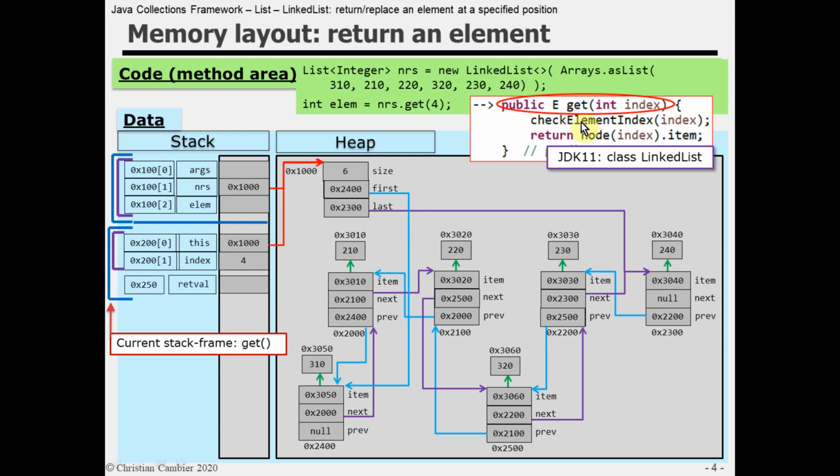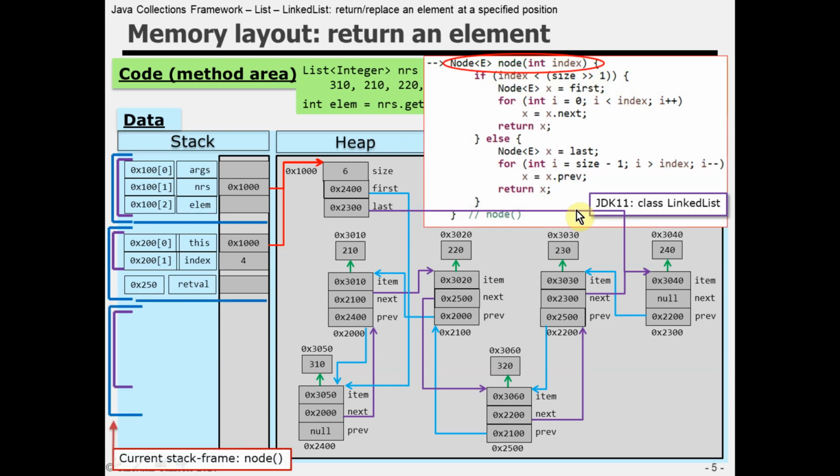After executing an index out of bounds check, the node method is invoked in order to determine which node we want to access. It is the same node method I've discussed in earlier videos when I added a new node before another one. Passing the method an index, it returns the node at the position with value index. So let's invoke it. Setting up the stack frame. So this pointer and the index with value 4.